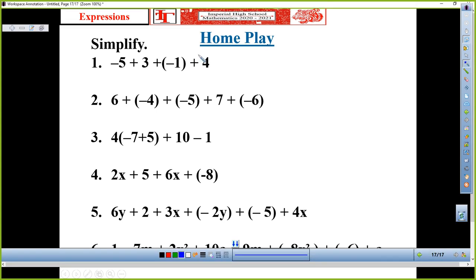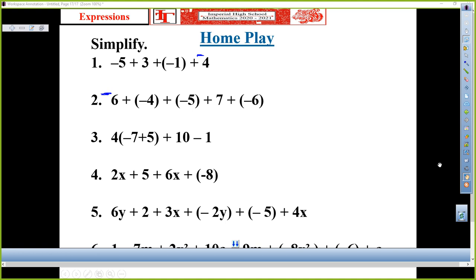Number 2, 6, make that a -6. Plus -4 plus -5 plus 7 plus -6. Number 3, 3 parentheses, which means times -7 plus 5 close parentheses plus 10 minus 1.